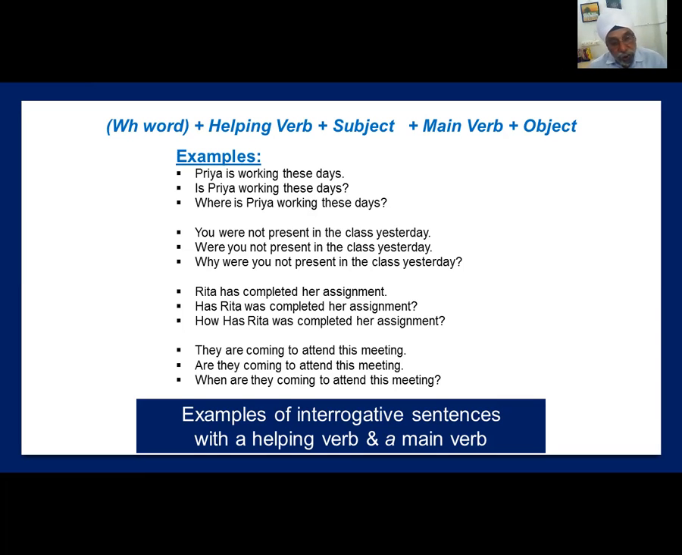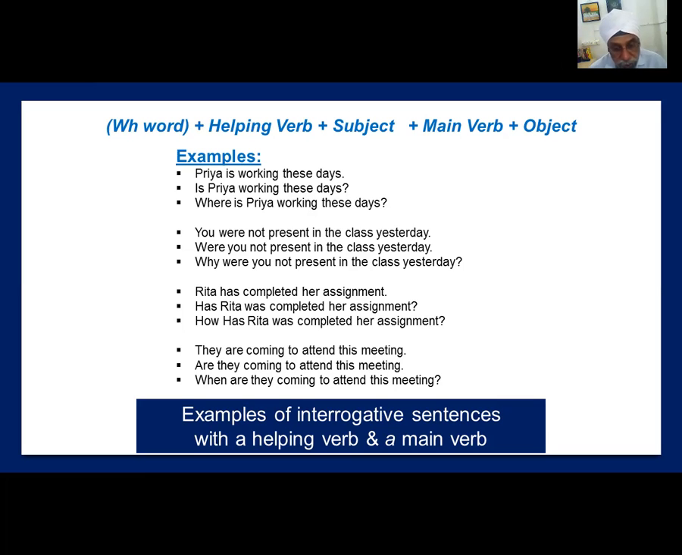Next sentence. You were not present in the class yesterday. Only the helping verb moves out. No other word changes its place. So, were you not present in the class yesterday? And if I have to make this interrogative sentence with the WH word, I have to place the WH word in front of it. So, why were you not present in the class yesterday?